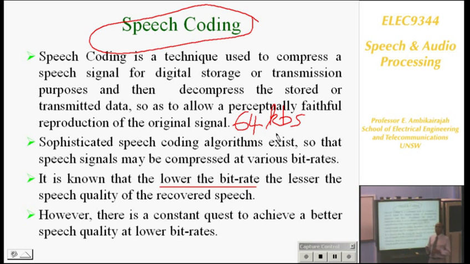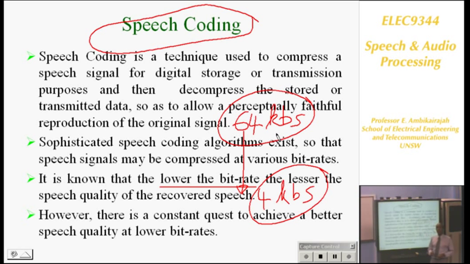It has a lot of redundancy in it, and we can remove the redundancy very carefully, and if you can remove it, you can achieve really 4 kilobits per second. When you play the reconstructed signal using 64 and also 4, perceptually there's no difference. Current compression can go down to 4, and there's a constant quest to go lower than 4 kilobits per second, and people are still working on that.